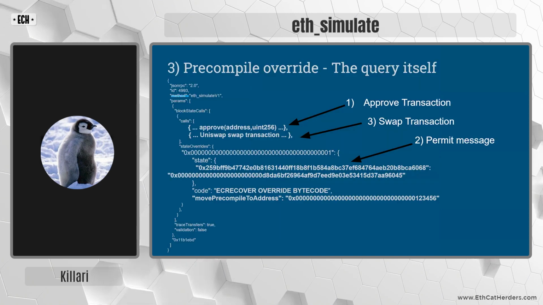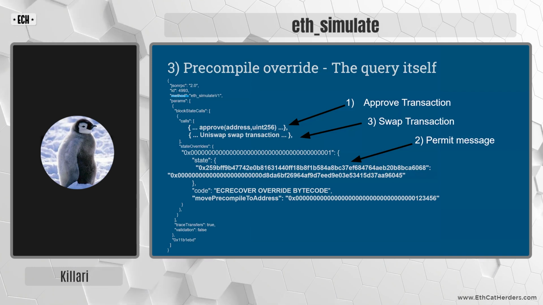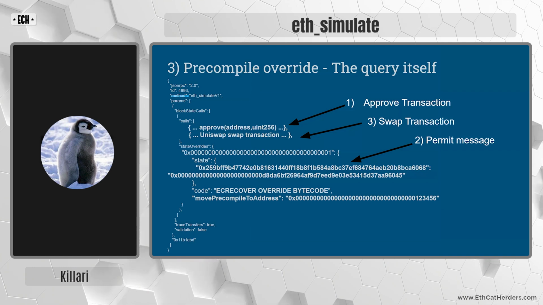Here's what's actually happening in the background. When we are clicking through the windows, we are approving transactions to the simulation stack, but we are not actually sending those transactions. We are just creating a transaction stack to be sent to eth_simulate. The first call is the approve transaction that we did, and then there's the permit message, which is just the ECRecover override that we just did, and then we can perform the swap transaction.